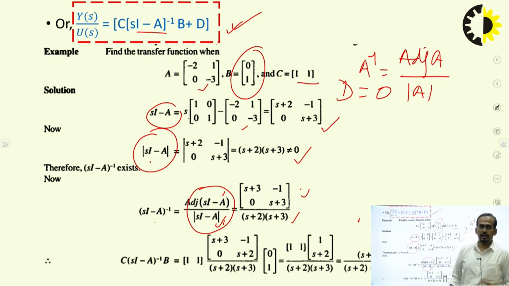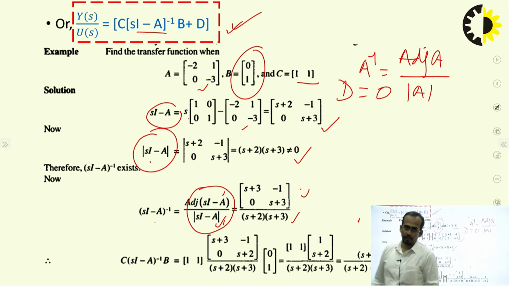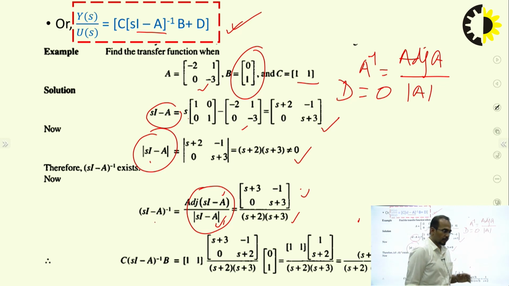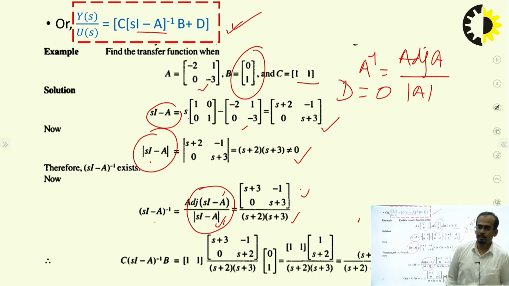So in this way we can find the transfer function of the state space model, but you have to remember the formula for this transfer function. One more thing, you should know what is A, what is B, what is C and what is D. If D is not given, then it will be considered as 0. Otherwise, if D is given, then you will include it in this equation.